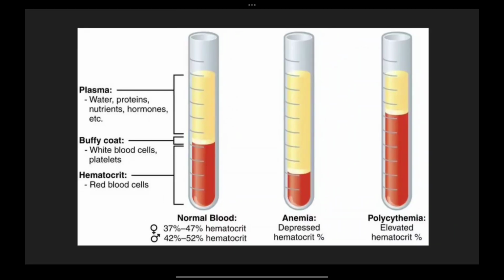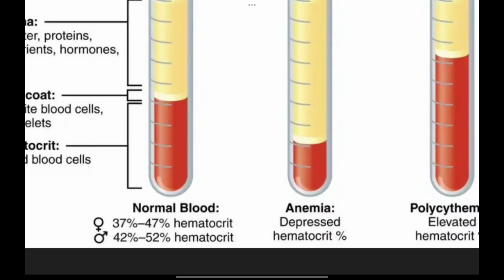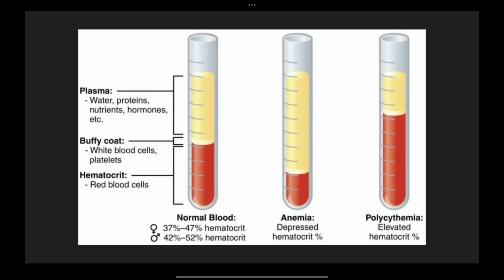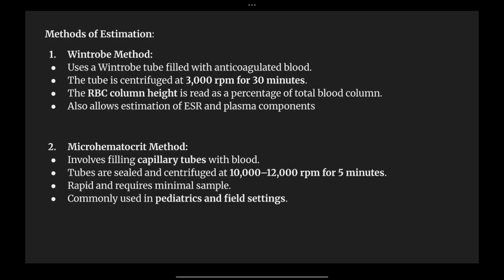In the diagram, we'll be going through how the procedure of PCV is conducted. In anemia, again, there is depressed hematocrit. You can see there is a very low amount of RBCs inside an anemic patient. As I told in previous slides, anemic patients have lower RBCs. In polycythemia, you can see there is increased RBC production and elevated hematocrit. Now, let's move to the next slide, the methods of estimation of packed cell volume.